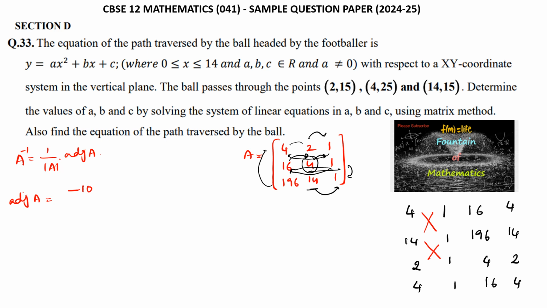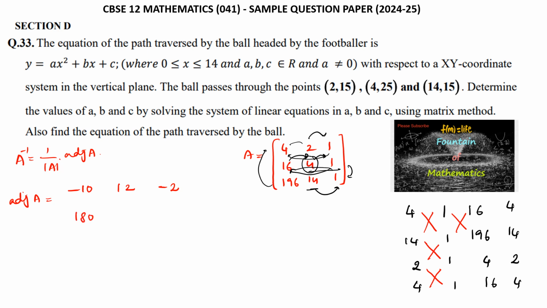Instead of writing column, we have to write in the row wise. So it is 12, and again 2 ones are 2 minus 4 ones are 4. 2 minus 4 is negative 2. So I can write here negative 2. And now coming to the second row, we need to perform the second column here. So 196 minus 16, so it's 180. So I can write 180 here.